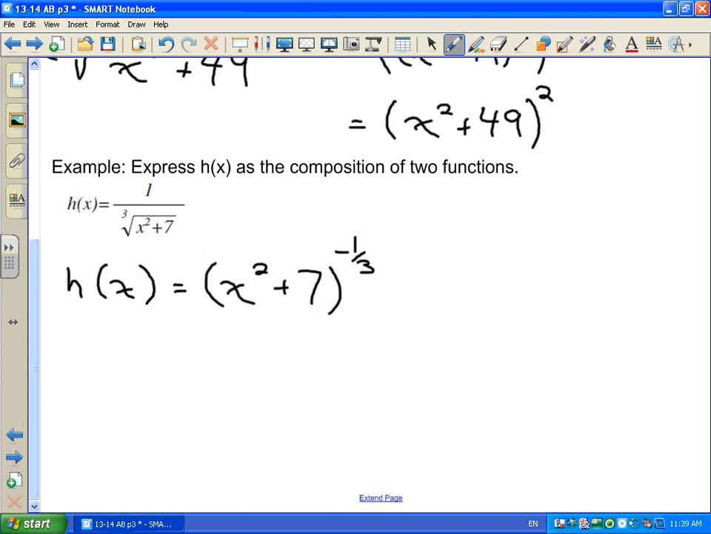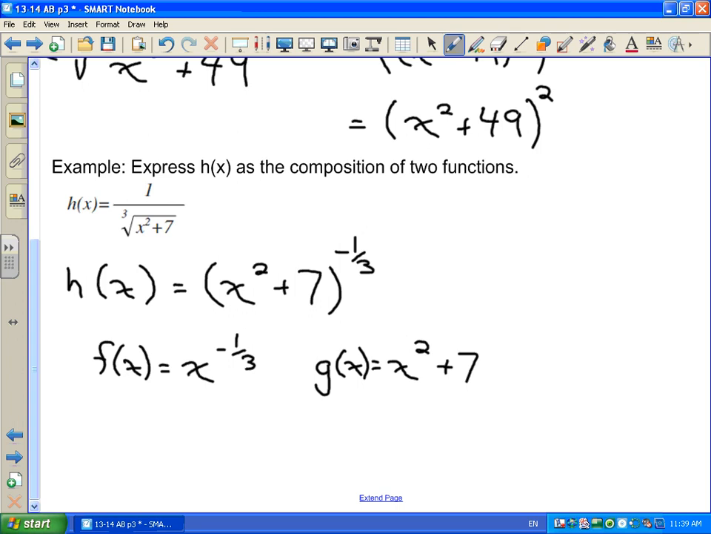Now, can we come up with two functions that we might have done the composition of that would have given us this expression here? Richard. X to the power of negative 1/3 and x squared plus 1. Okay. So we'll call one of these f at x. We'll call one of these g at x.